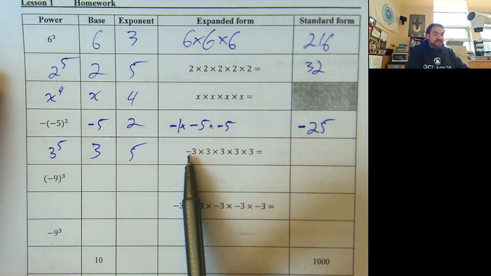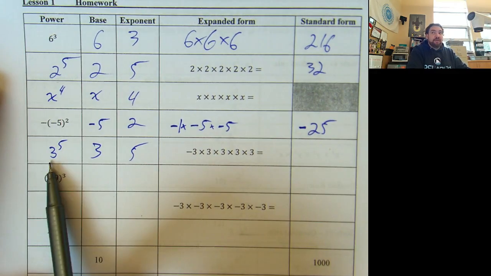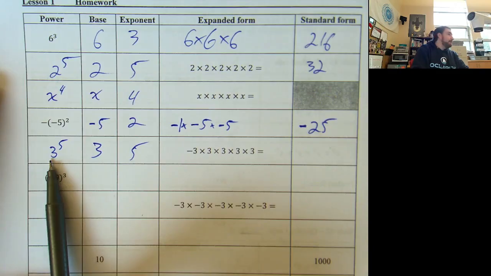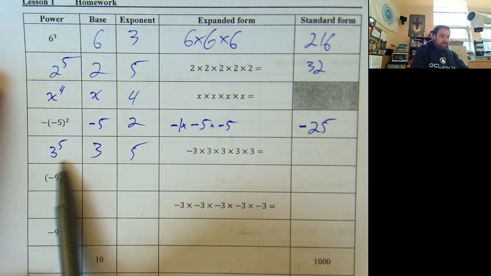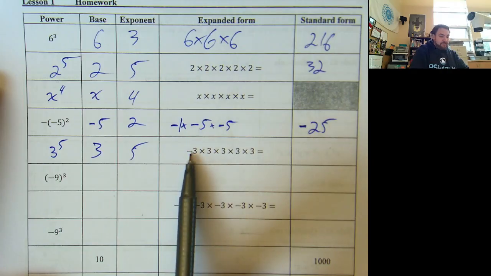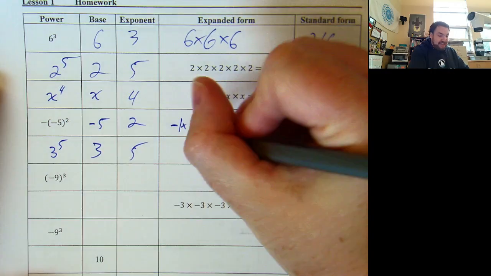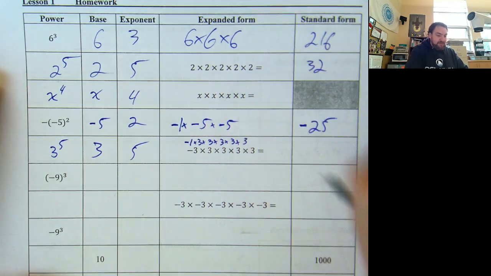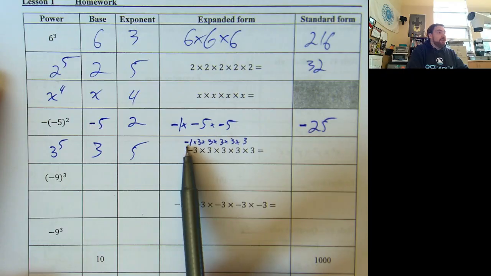How do I deal with that minus sign out front? How does it show up over here? Anybody? I want you checking yours with me as we go. It's the same as having negative 1 times 3 times 3 times 3 times 3 times 3. Writing it like this and writing it like this are the same.